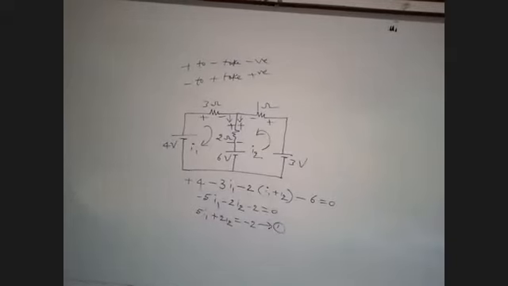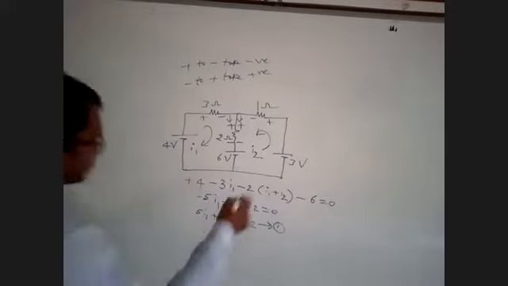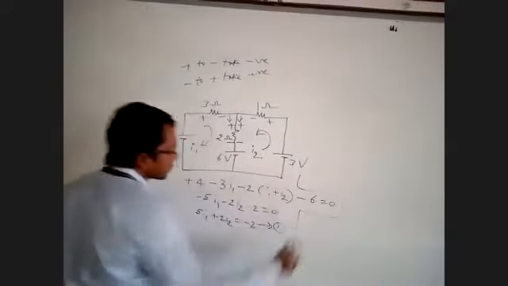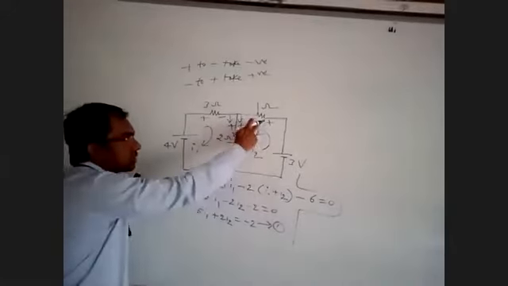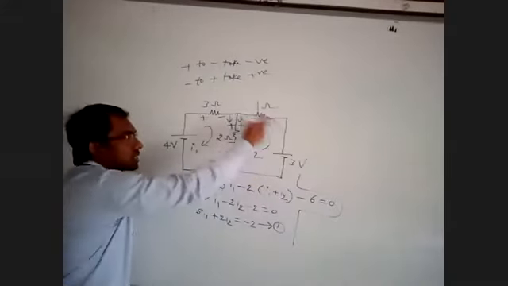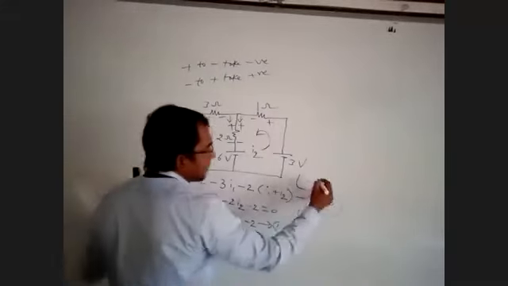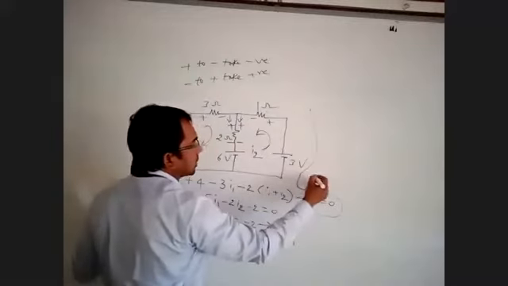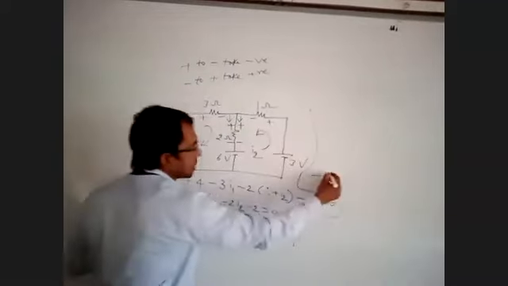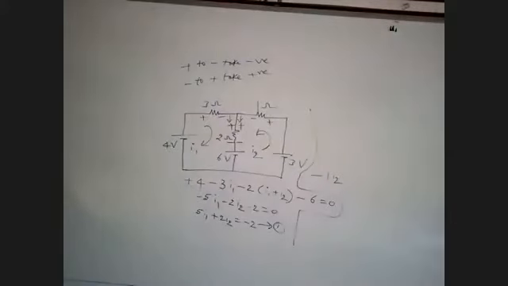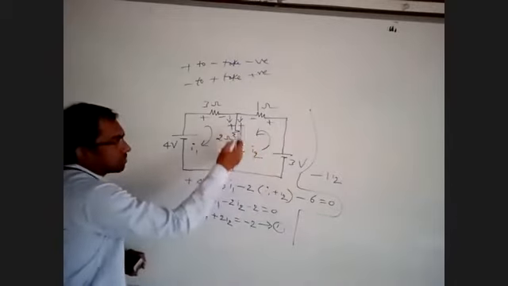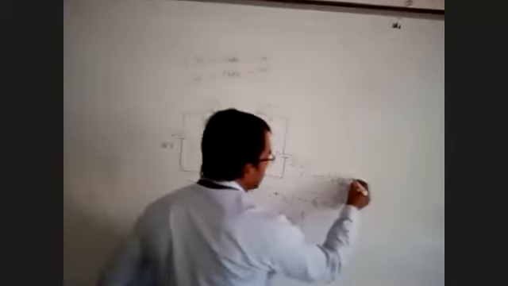Now come to the second loop equation. Start from any point. Let us start from 1 ohm. Here the I2 direction is the same, plus to minus. Plus to minus means minus. What is the current flowing in 1 ohm? I2 is the current flowing in 1 ohm. Now I2 is flowing from plus to minus, plus to minus means minus.